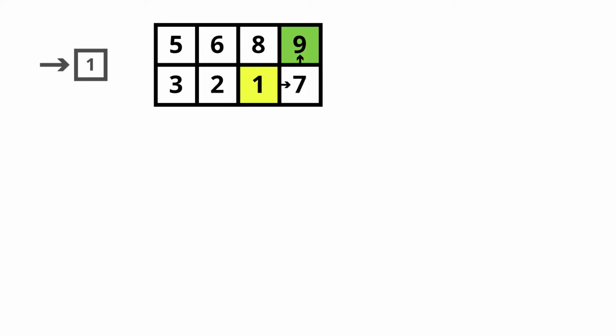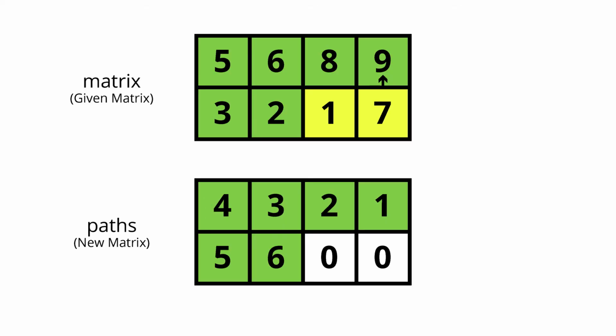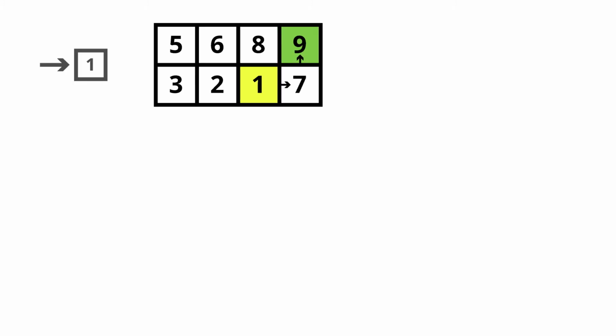If we move towards right, then the length of the path for cell 1 is 1 plus the longest path from cell 7. Since we have not yet found out the longest path from cell 7, first we need to find that out. From cell 7, we can only move in one direction, that is upward. So the longest path from cell 7 is 1 plus the longest path from cell 9, which gives 1 plus 1 equals 2. And therefore now for cell 1, the length of the path taken through the right direction will be 1 plus 2 equals 3.